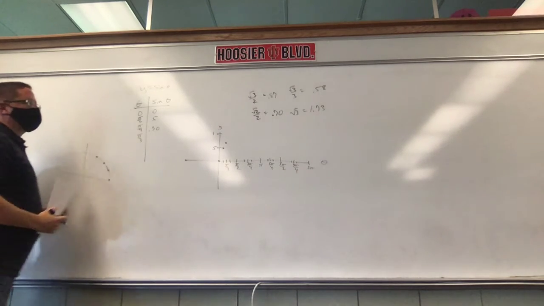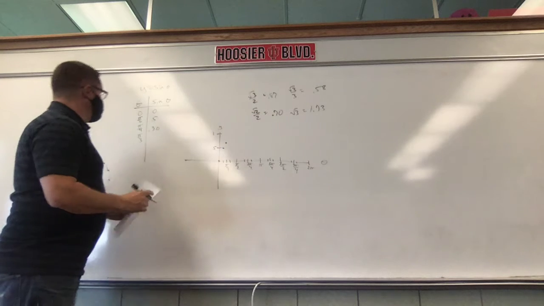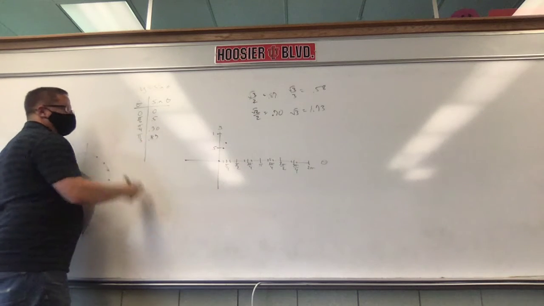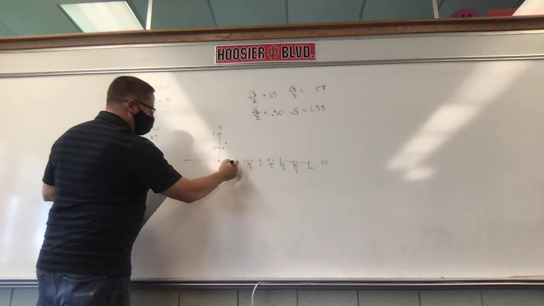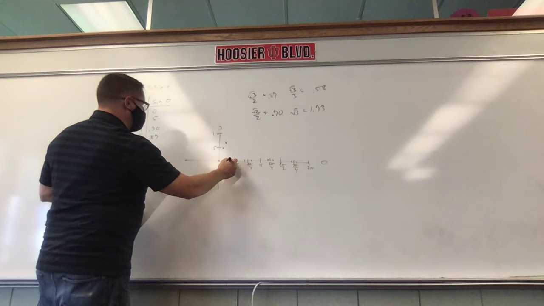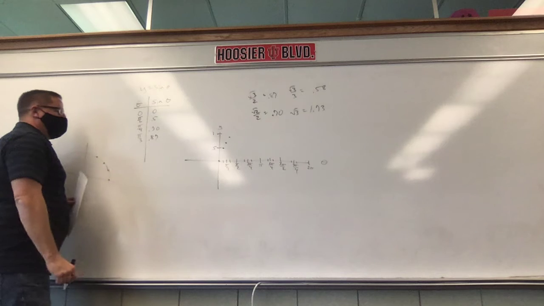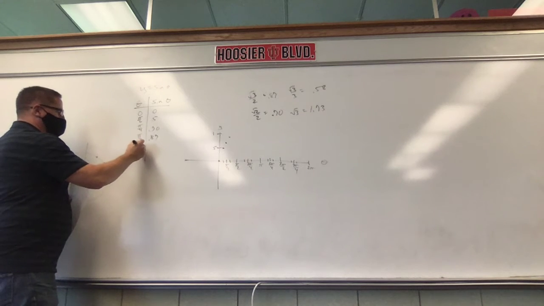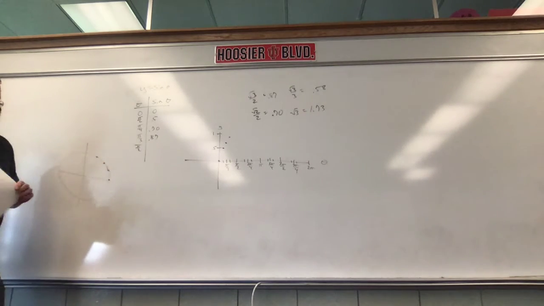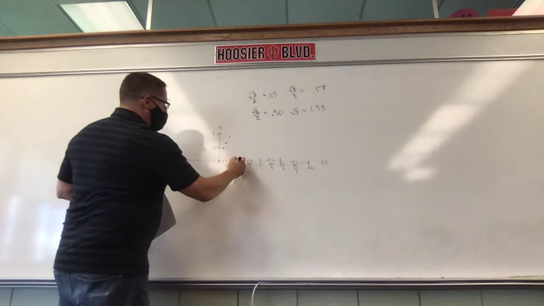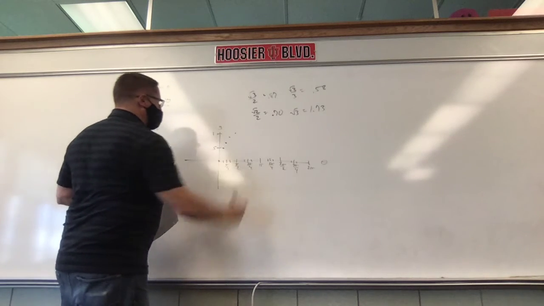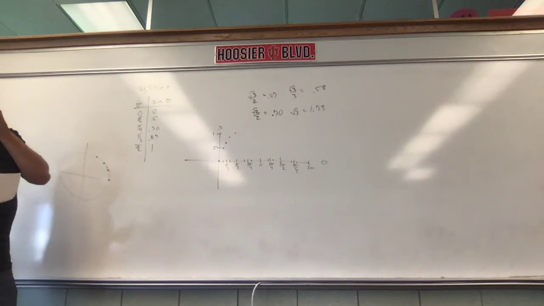Radical 3 over 2. What's radical 3 divided by 2? 0.87. So we're just making a t-chart and doing this. So at pi over 3, we're up here at 0.87. Okay? And then at pi over 2, it's 1. How are you getting these answers? They're looking at the unit circle, okay?